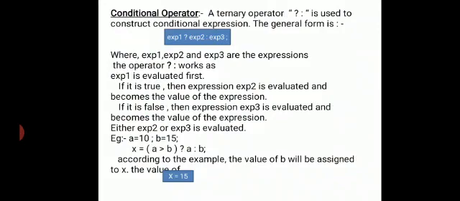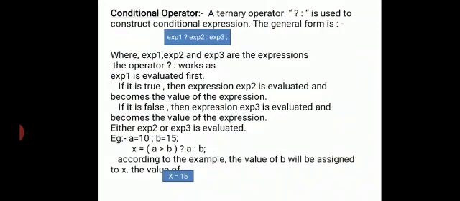The operator ? : works as follows. Expression 1 is evaluated first. If it is true, then expression 2 is evaluated and becomes the value of the expression. If it is false, then expression 3 is evaluated and becomes the value of the expression. Either expression 2 or expression 3 is evaluated.